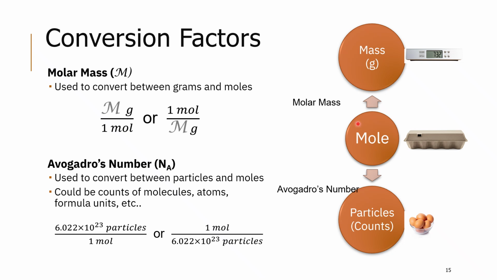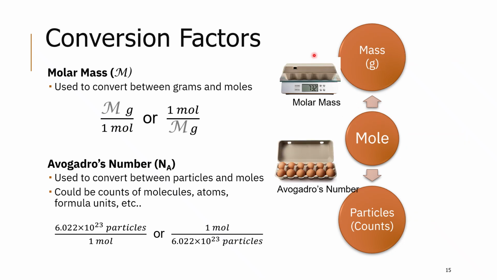To convert between grams and moles, we use molar mass as a conversion factor. To convert between moles and particles, we use Avogadro's number as our conversion factor. Molar mass and Avogadro's number both describe relationships between moles and another unit. The mole acts as the central unit that connects these different measurements.